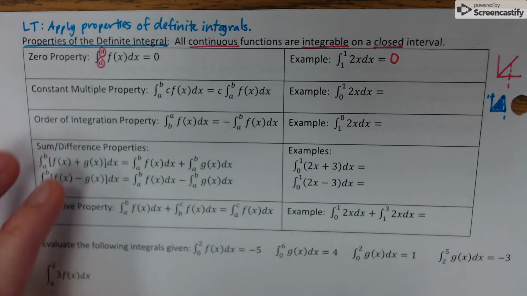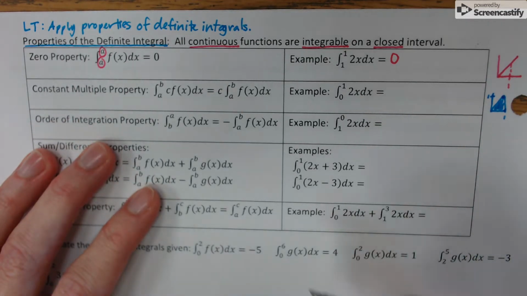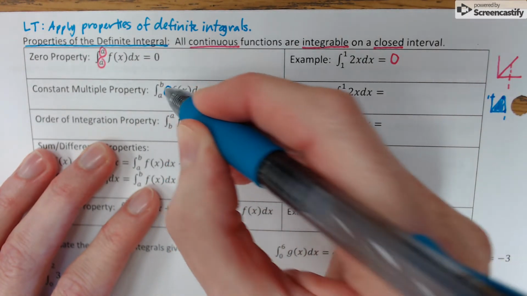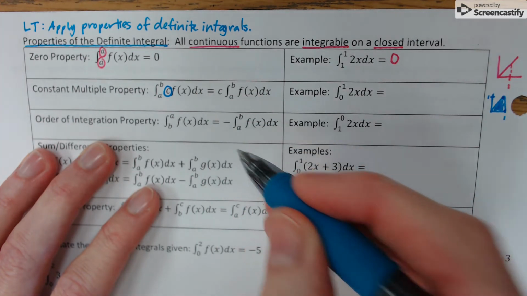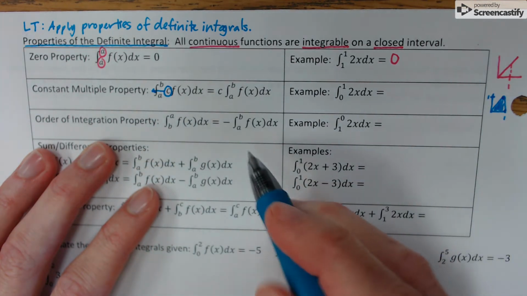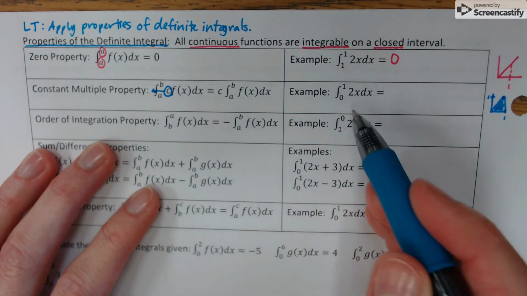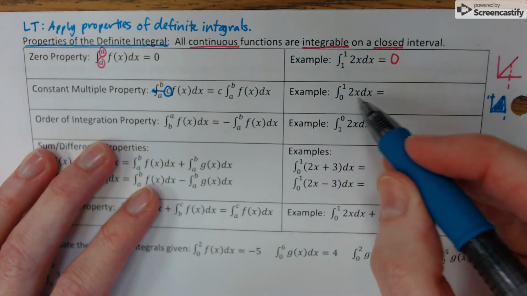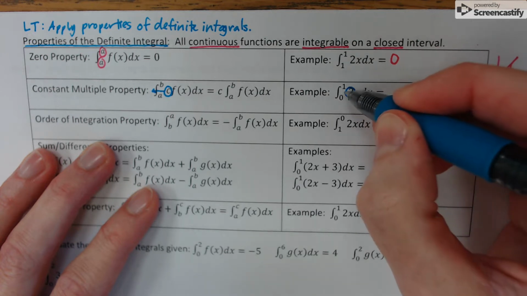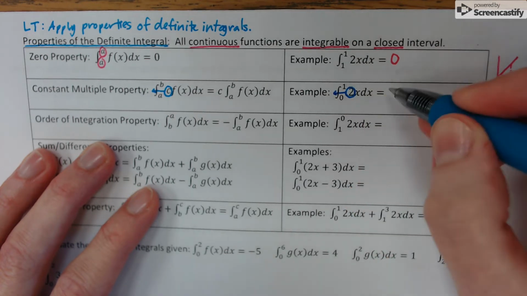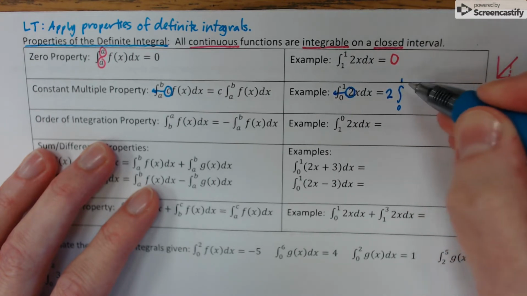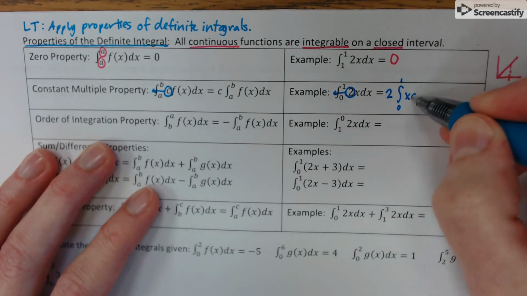The second property is called the constant multiple property, and that's when you have a function in your integral that's being multiplied by a constant. And if it simplifies the integral for you, you can actually take that constant and pull it out in front of the integral and then just evaluate the integral of the function itself. So in this example, we see that we have a 2x in our integral, but the 2 is a coefficient or a constant that we can pull out in front of it. So that would be equivalent to 2 times the integral of 0 to 1 x dx.